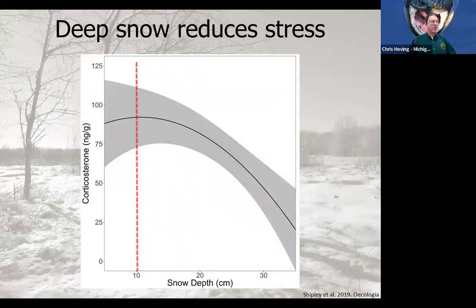You can see the deeper the snow, the better, down to about 10 to 15 centimeters in snow depth. So not just a little coating of snow on the ground. You need to have some deep snow.